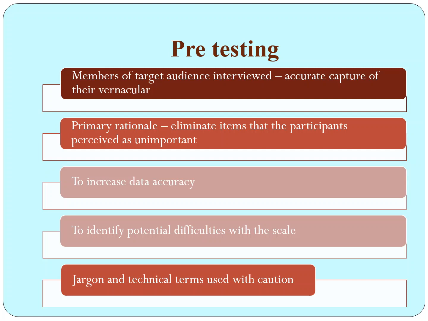Next, a pre-testing was done when members of the target audience were interviewed for accurate capture of their vernacular. The primary rationale was to eliminate items that the participants perceived as unimportant, to increase data accuracy, to identify potential difficulties with the scale, and jargon and technical terms which were used with caution.